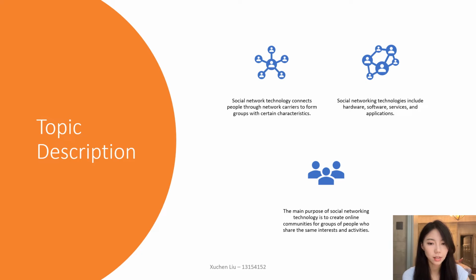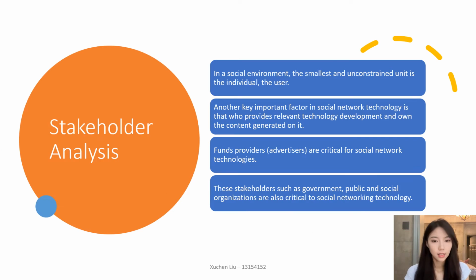This topic will explain social networking technologies in detail in terms of stakeholder analysis, ethical issues, legal issues, social and cultural issues. The stakeholders with more interest and power include users, social network platforms, and advertisers.